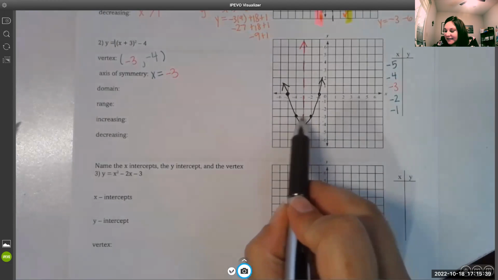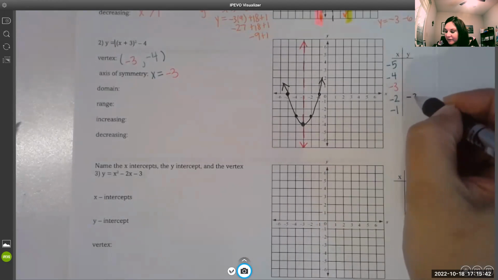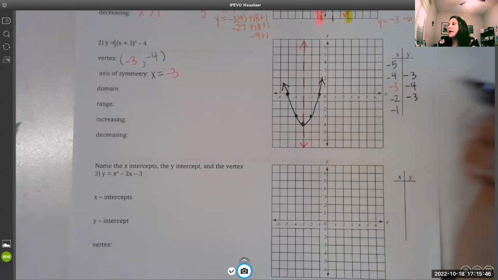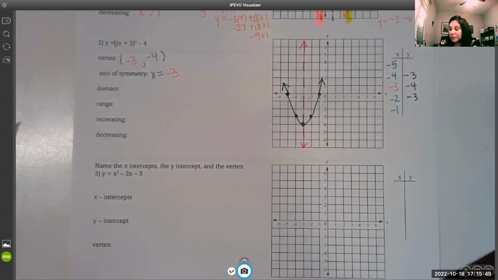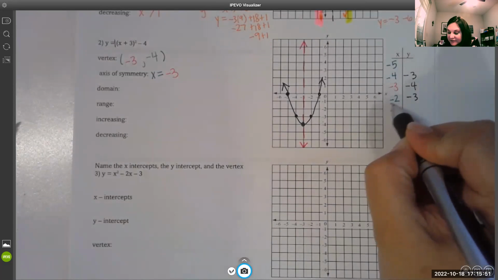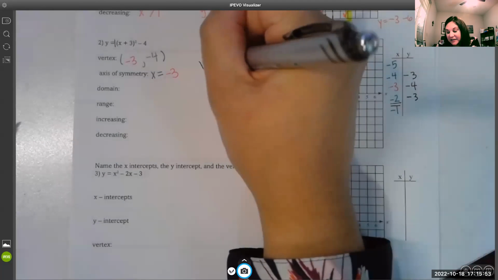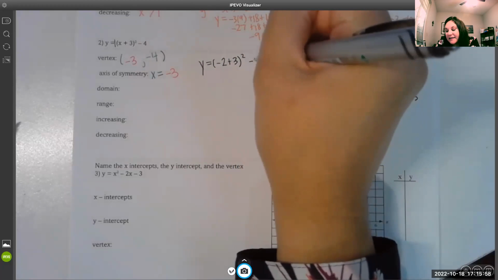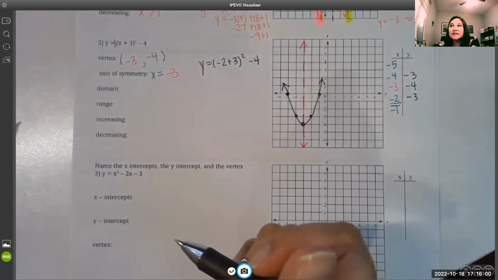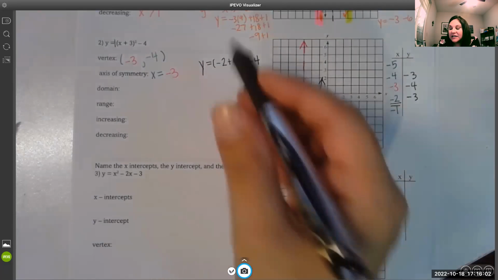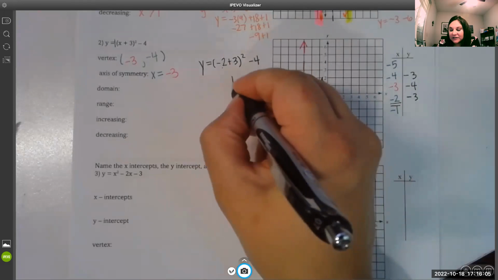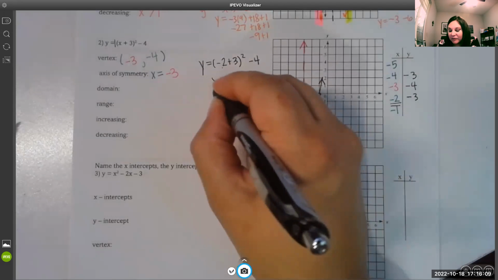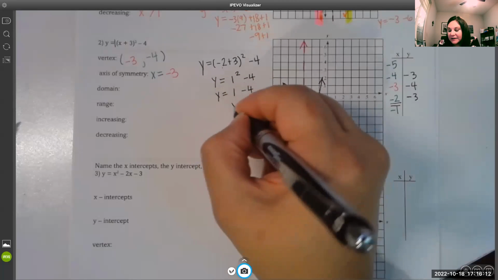From that, I can get these y values are -3. This is -4. But like I showed in the previous video, I can also sub in -2 into the equation in place of the x. And that can maybe give me a little bit more confidence that I am graphing this correctly. So -2 plus 3 is 1, and then 1 to the second is 1, and 1 subtract 4 is -3.